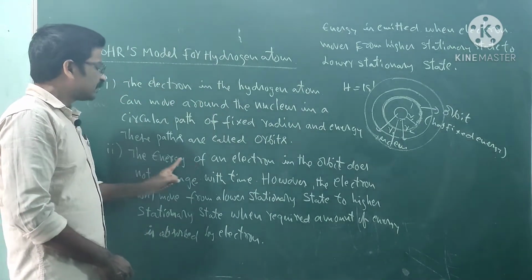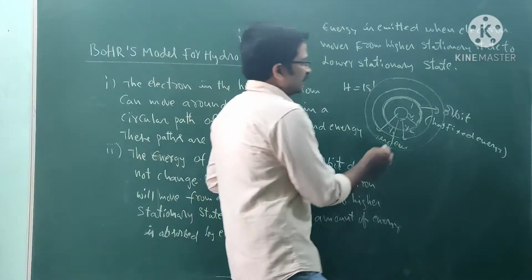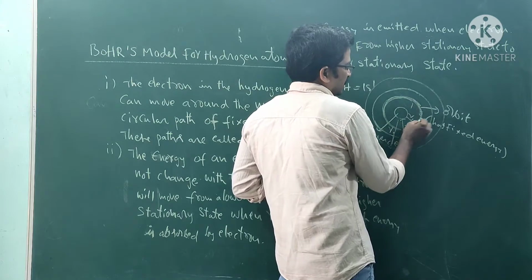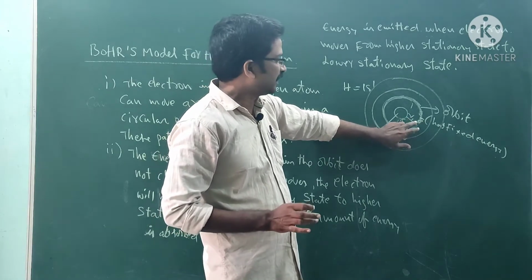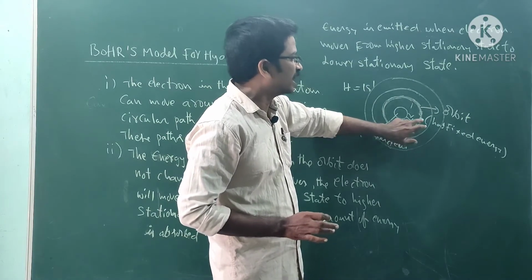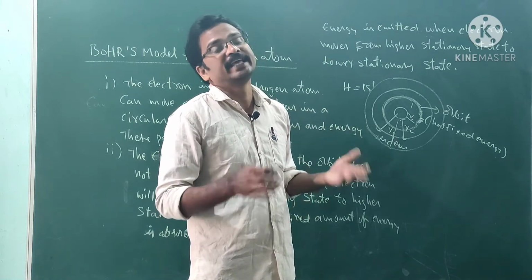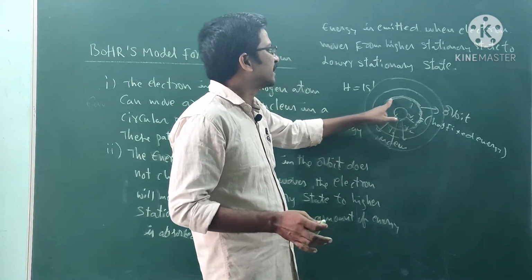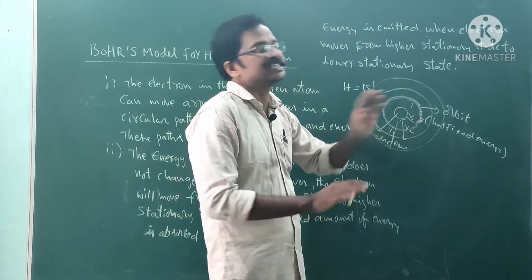Second point: the energy of an electron in an orbit does not change with time. Let us take an electron which is revolving around the nucleus, like this. The energy of the electron does not change. Whenever the electron revolves around this circular path, its energy does not change with time, whether 3 days, 4 days, 10 days, 10 years or 20 years. Whenever the electron moves in a circular orbit at a particular path, its energy does not change.